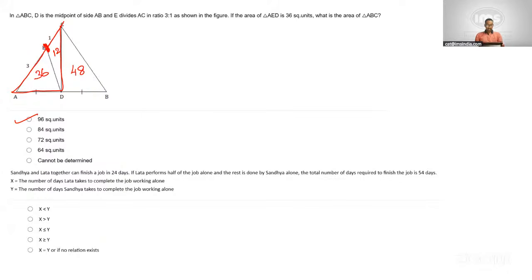Next question. Sandhya and Lata together can finish a job in 24 days. If Lata performs half the job alone and the rest is done by Sandhya alone, the total number of days required to finish the job is 54 days. X is the number of days Lata alone, Y is the number of days Sandhya alone. No, not now.